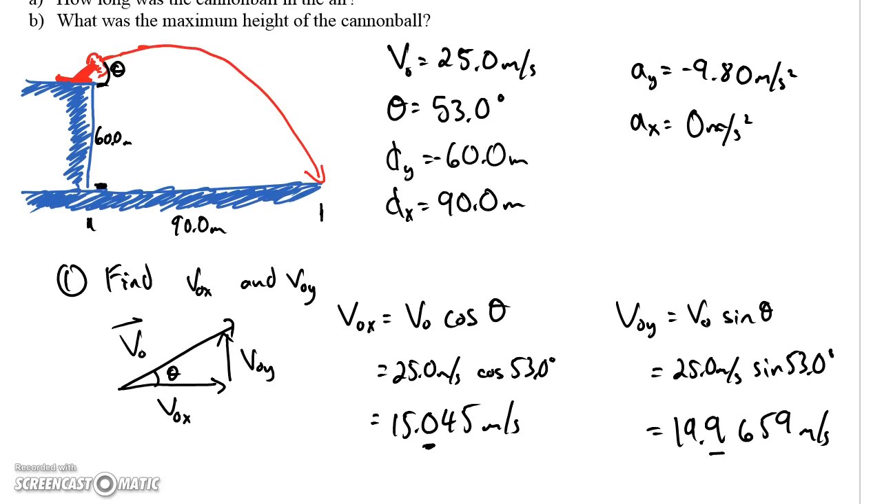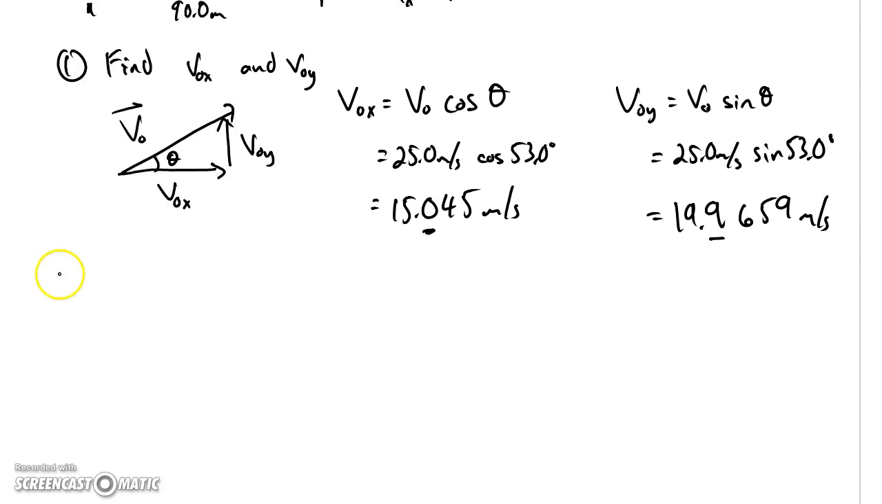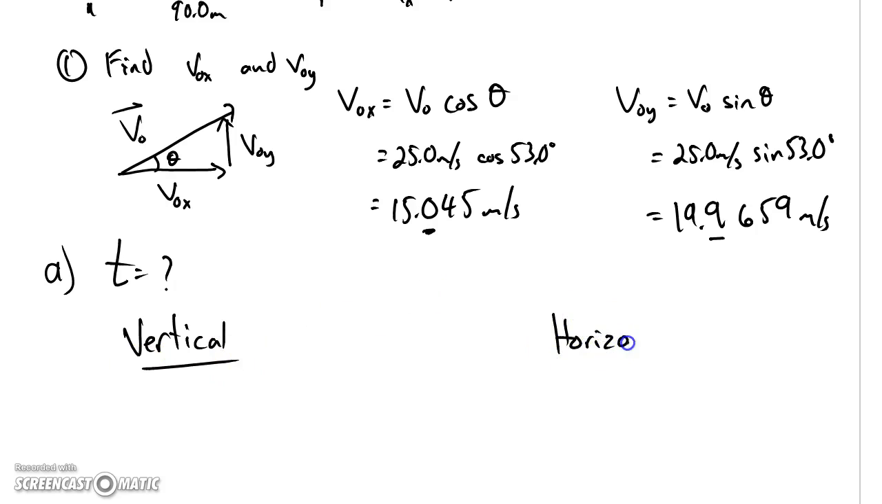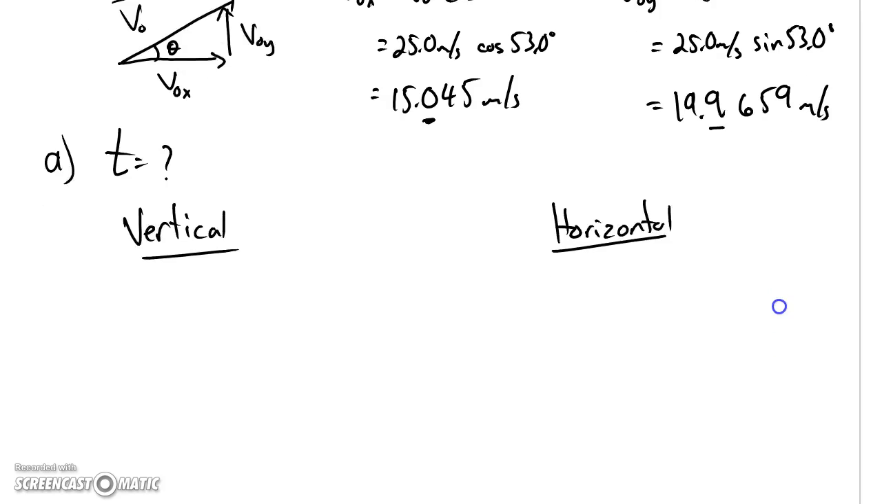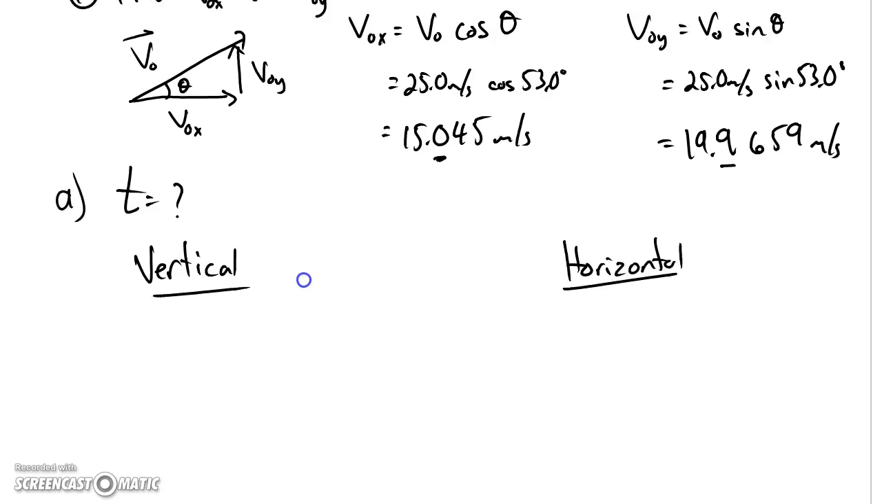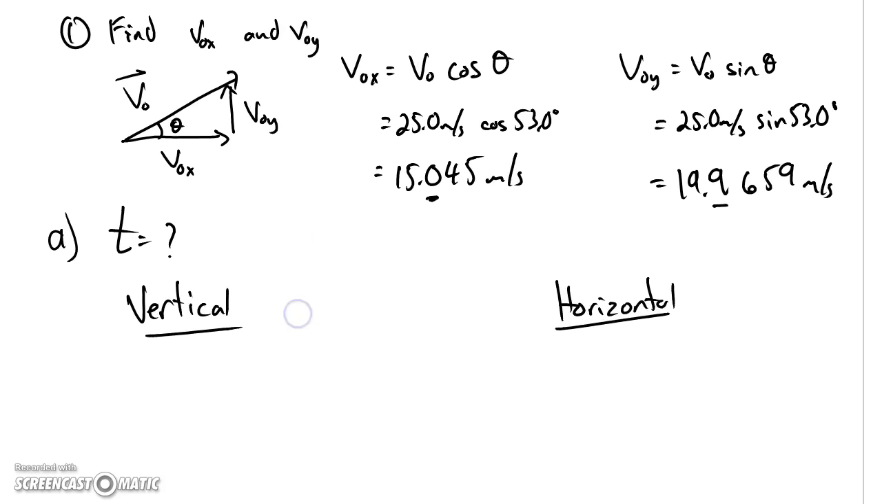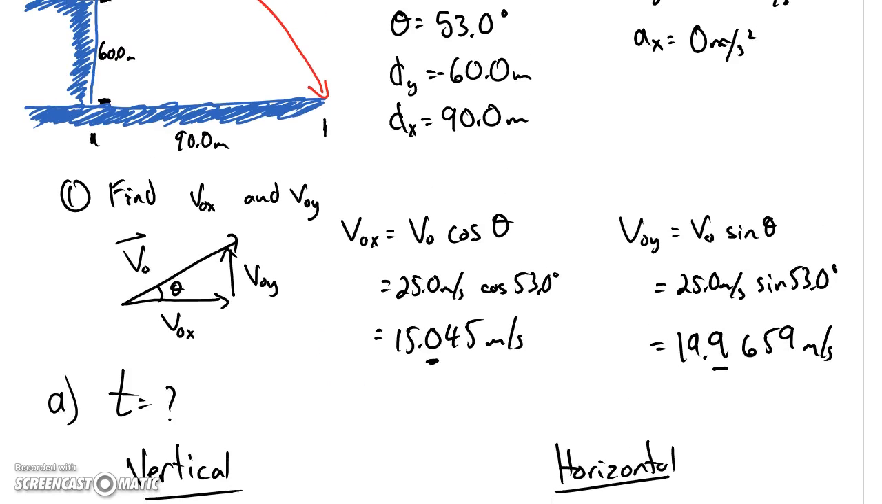Okay, A, how long was the cannonball in the air? So we're looking for time. You always have a choice to make in terms of looking at the vertical values or the horizontal. As you're still learning, you won't necessarily know which one to go to first. So try both, see if you have enough information. In the vertical direction, we know dy, we know v naught y, we know ay, so there's 3 things. So we should be able to do this.